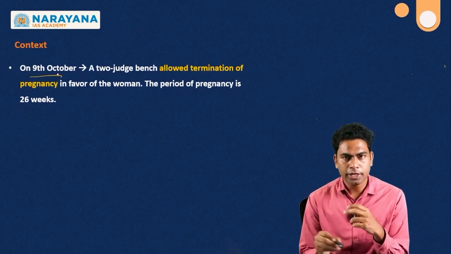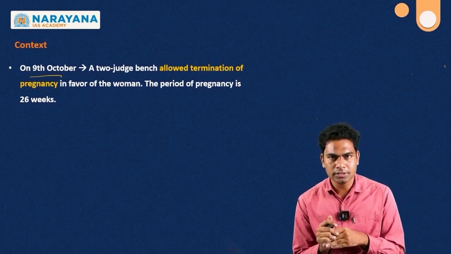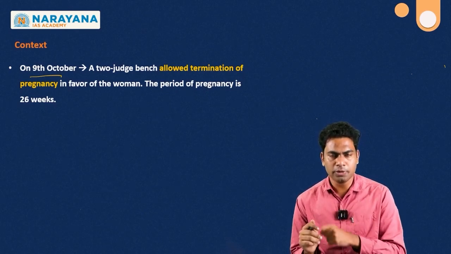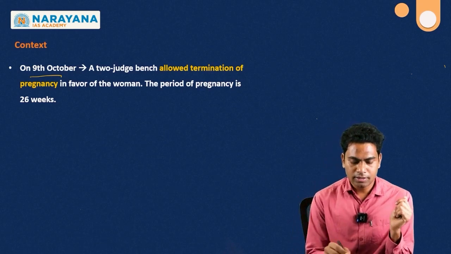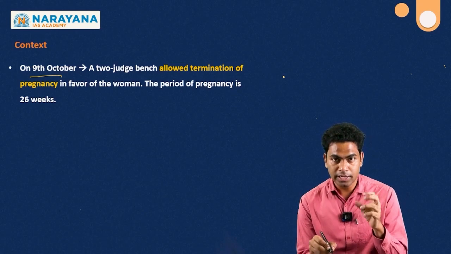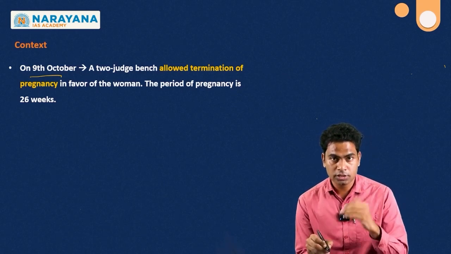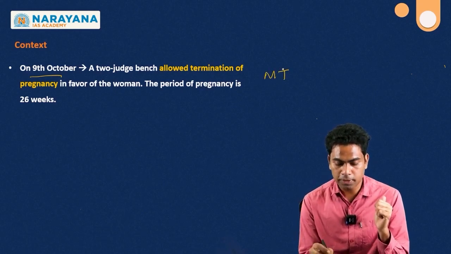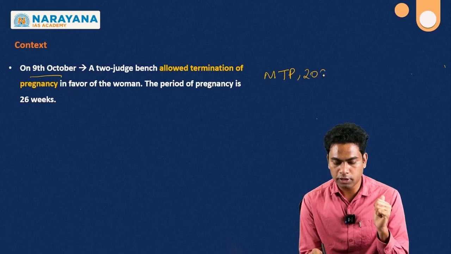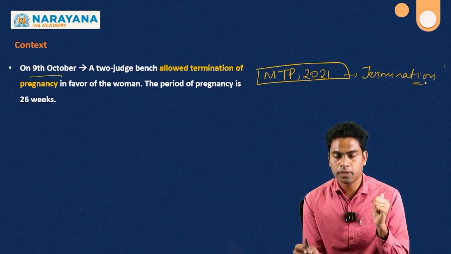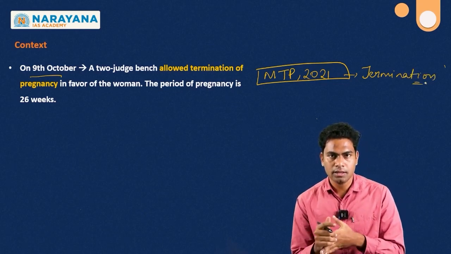On 9th October, a 2-judge bench of the Supreme Court favored the woman by granting her the right to terminate the pregnancy. The woman's right has been granted despite it not being among the grounds under which termination of the pregnancy is possible, that is, the Medical Termination of Pregnancy Amendment Act 2021. Under this act, termination is allowed only on 2 grounds. We are going to see these 2 grounds in the next slide.